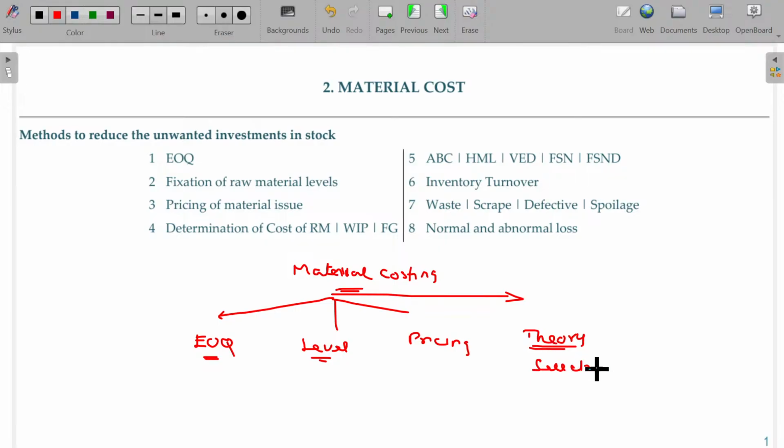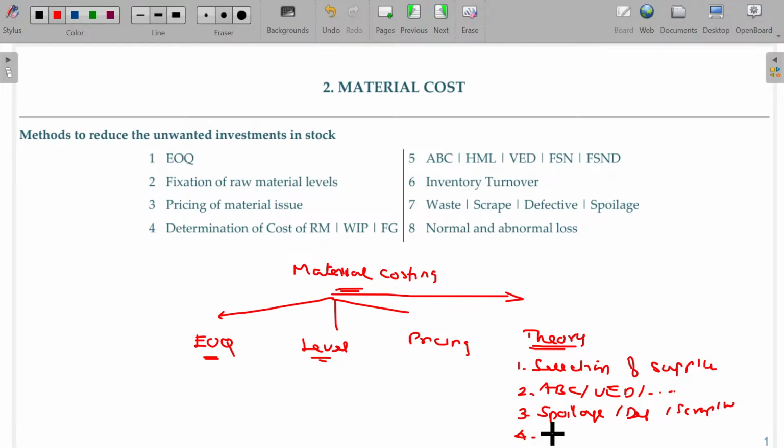Selection of supplier. Okay. And ABC analysis, VED analysis and all. And understanding the spoilage, defective, scrap, waste, etc. And better you need to know the some turnover also. These are some basic illustrations with conceptual requirement for understanding the material cost.